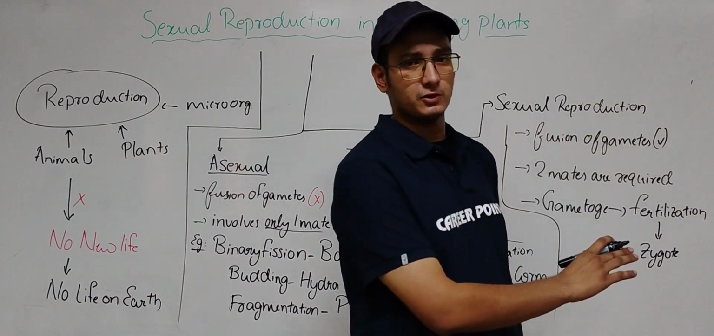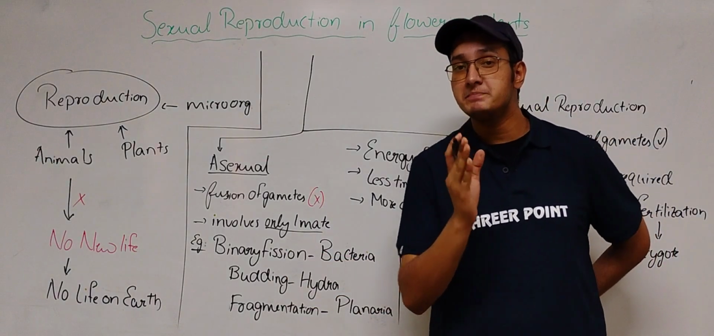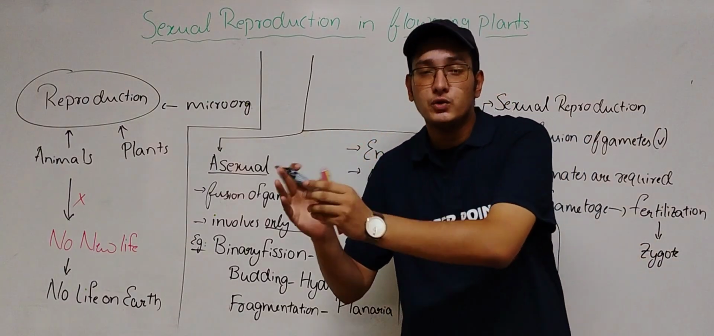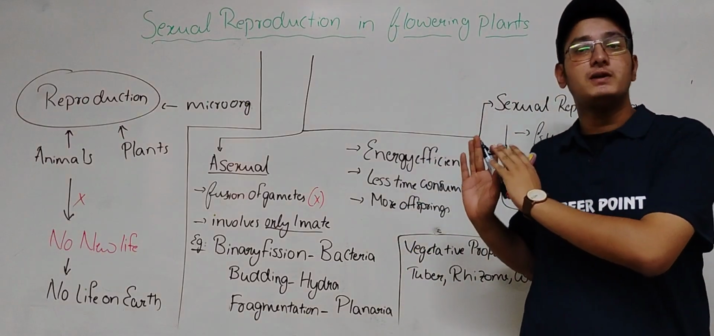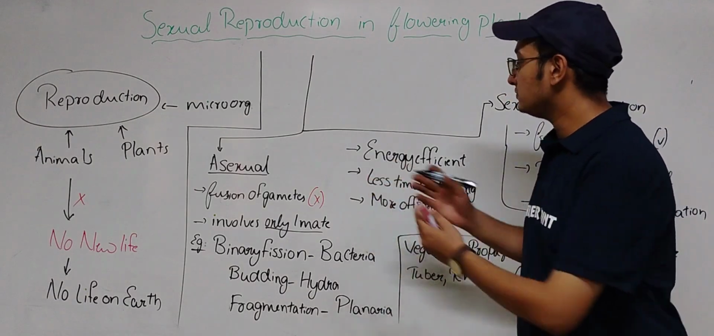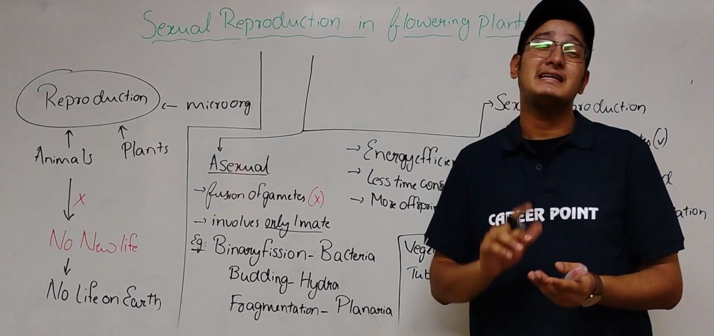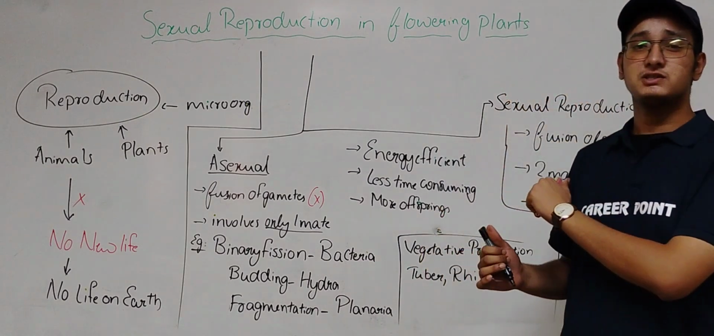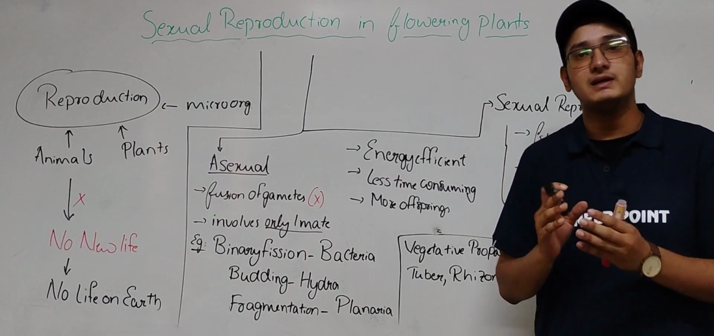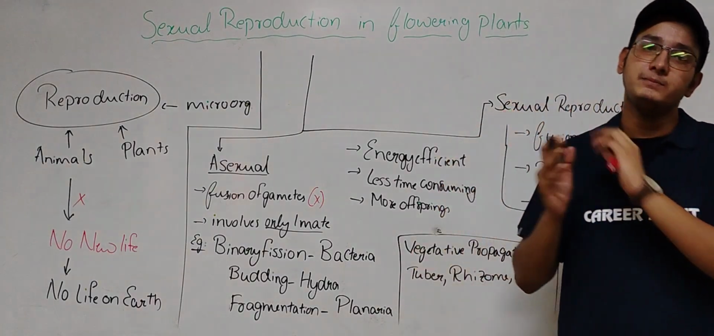This is a very complex process, but still 99.9% of the living organisms, especially the more complex eukaryotes, prefer sexual reproduction. Why? So you might ask me, sir, you are saying that asexual reproduction is energy efficient, it doesn't require much energy, it requires less time and only one mate. But coming to sexual reproduction, it requires two mates and it's a very big process, and even the offspring number is very less. But still, why do 99.9% of the organisms prefer sexual reproduction?